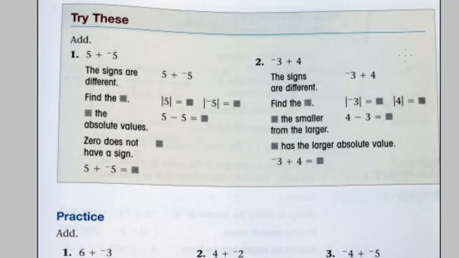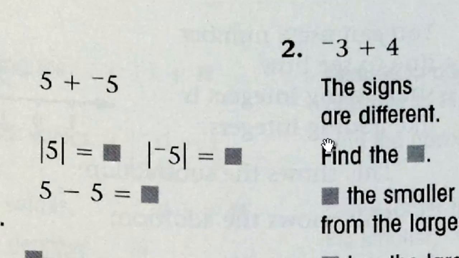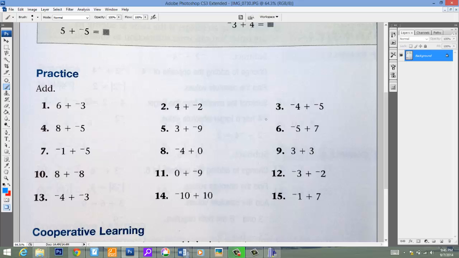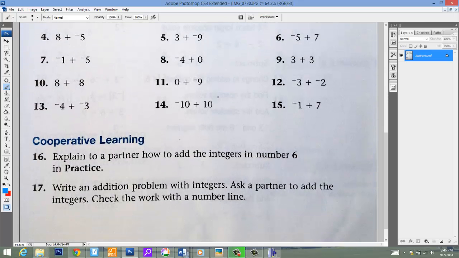Let's take a look at the other page. We're going to do these ones together, 1 and 2 together. You guys are going to practice 1 through 15 independently, and then with a partner, we're going to do 16 and 17. If you have any questions, please let me know. Good luck.